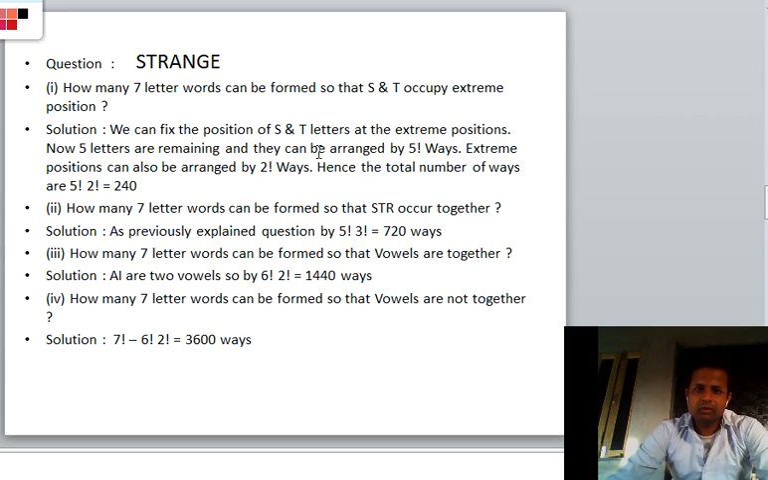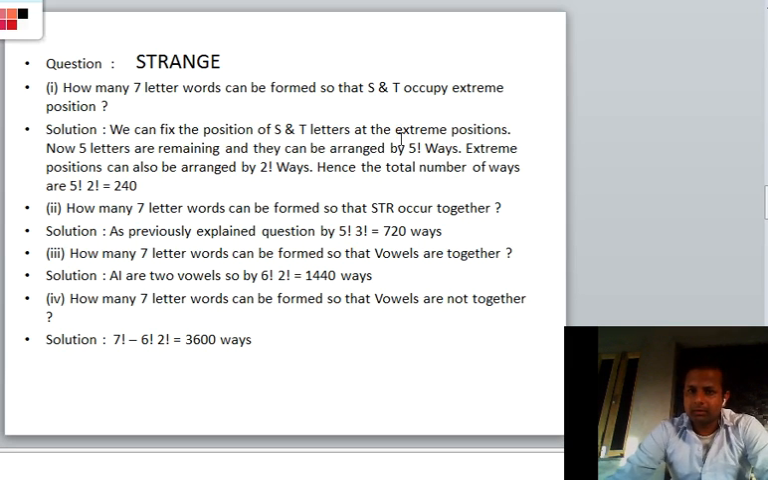So we have a question. We have the word STRANGE. In this word we have 7 letters, and all 7 letters are different. Let's come to the first part. They are asking how many 7-letter words can be formed so that S and T occupy the extreme positions.